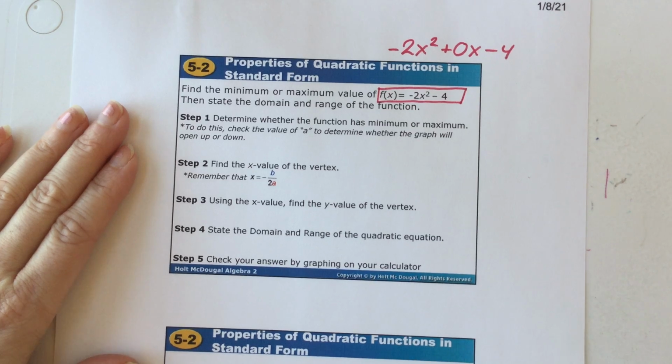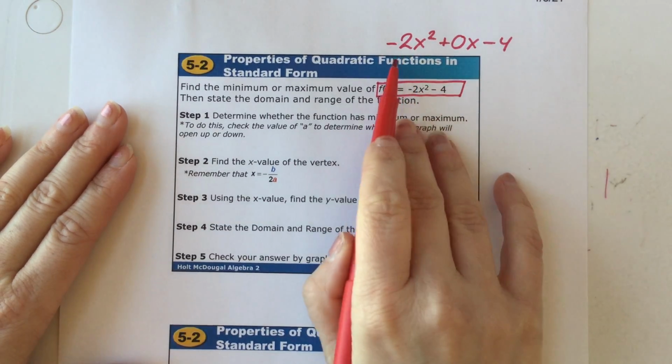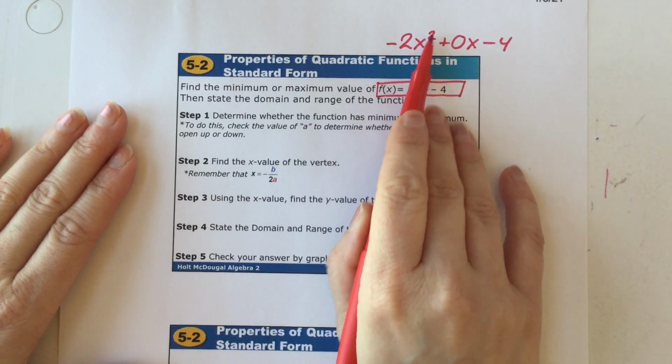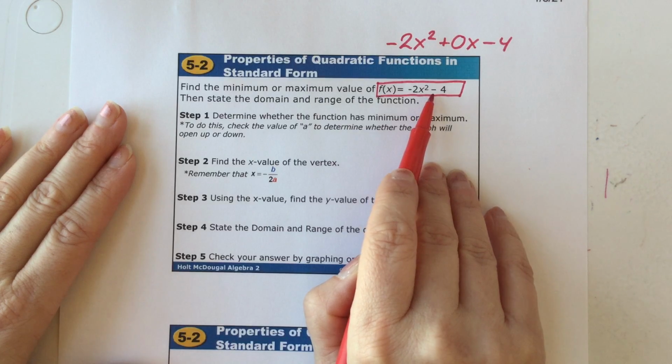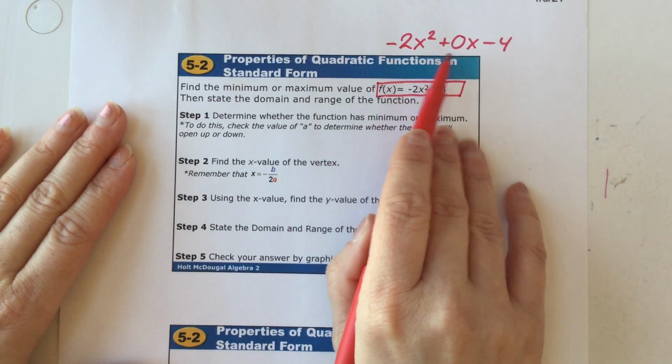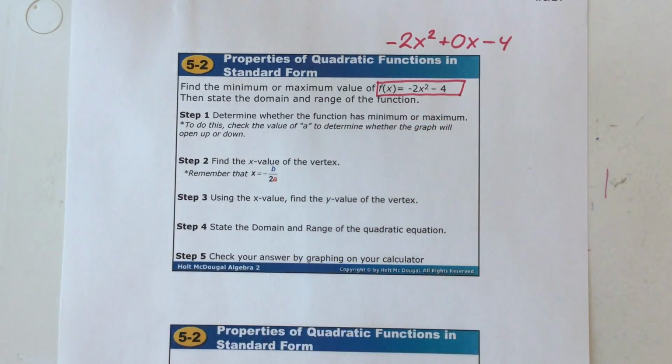Because if you're trying to find your value for a, b, and c, you need to remember that a has to be in front of an x squared. B has to be in front of x. So notice that there's not an x here. That's the same thing as 0x, so B has a value of 0 in this problem. C is your constant at the end, and in this case, it's -4.